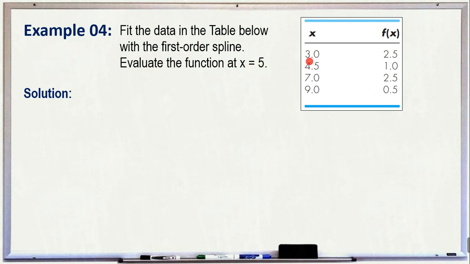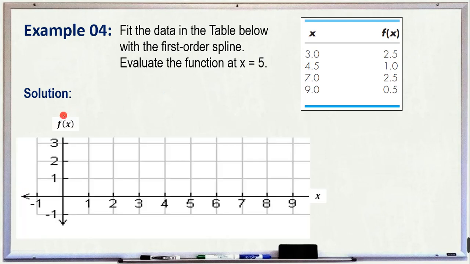As you can see from the given table, we don't have information that will give us the value at x equals 5, because we only have 3 and 4.5 and also 7. That is why we need an interpolation. And for this example, we will use the linear spline. Okay, this is how you are going to solve this problem.